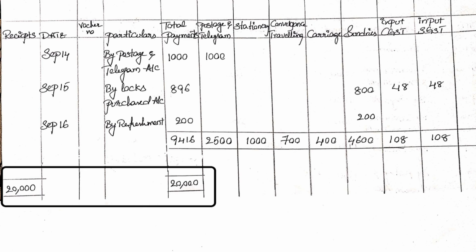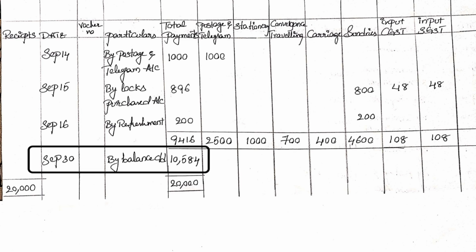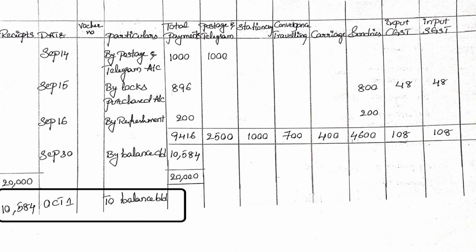As per the balancing rule, we will mention the highest amount on both the sides. The receipt side total is 20,000 and the payment side total is 9,416. So 20,000 is the highest amount. We have to update 20,000 on both the sides. Now we will deduct 9,416 from 20,000. That comes to 10,584. For this balance, we will mention by balance carried down in the particulars column. So the same balance we will bring down to the next month beginning.